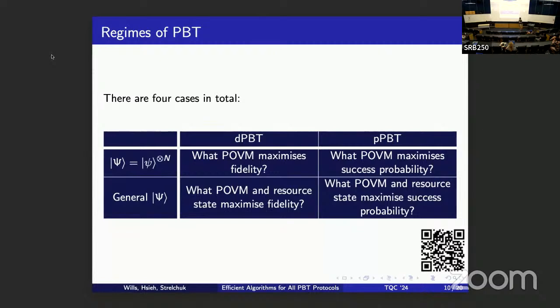So in the columns, you choose either deterministic or probabilistic, and in the rows, you choose the resource state. In one column, you want to optimize the teleportation fidelity on the condition that the success probability is equal to 1. And in the other column, you want to maximize success probability conditioned on a perfect teleportation when we succeed. And then in the top row, we are just optimizing the POVM. And in the second row, we are performing a joint optimization of the POVM and the resource state.